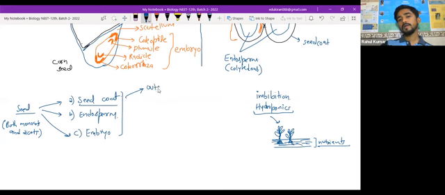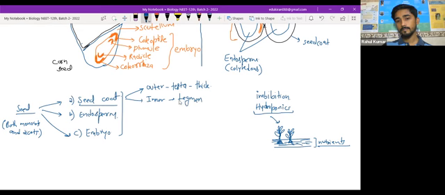The outer layer is called testa. The seed coat is double layered. The outer layer is called testa. It is a thick layer. And the inner layer, this is the word that you might have read in books, is called tegmen.